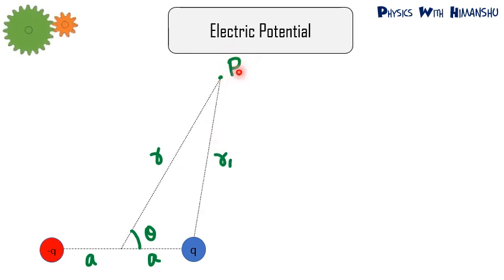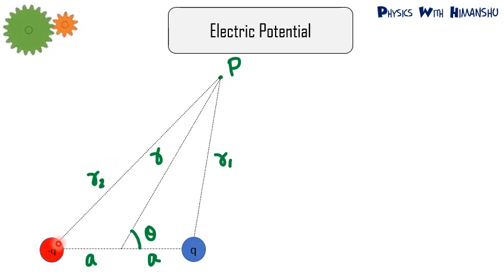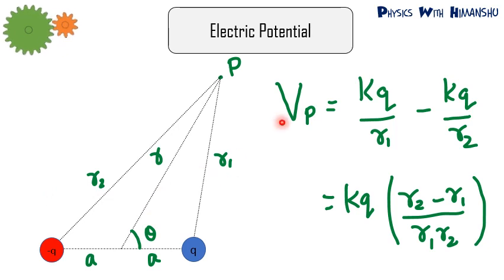Suppose point P is at a distance r1 from q and at a distance r2 from minus q. So the potential at point P can be written as kq by r1, because from q the point P is at a distance r1, and from minus q the point P is at a distance r2, so minus kq by r2. Taking kq common, in the bracket by taking LCM we'll get r2 minus r1 divided by r1 r2. So our next aim is to find r2 minus r1 and r1 r2.